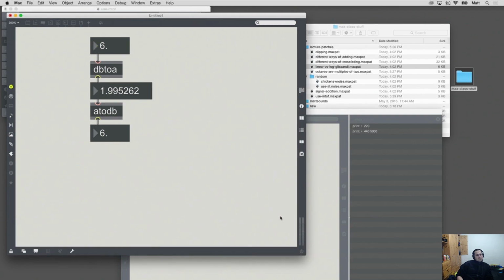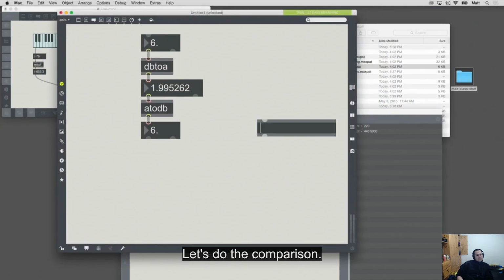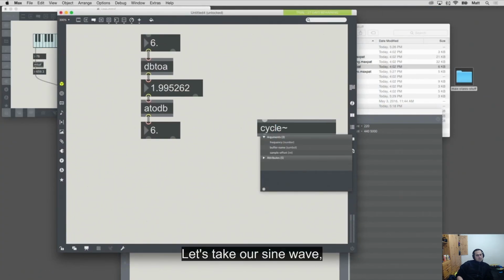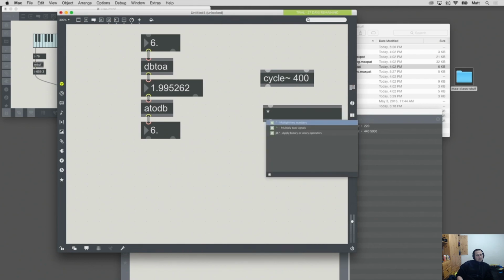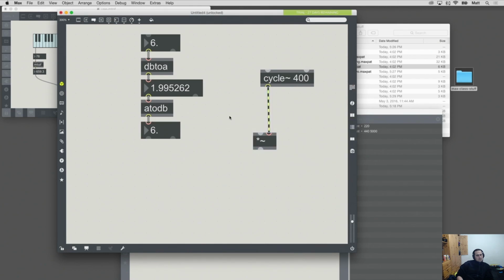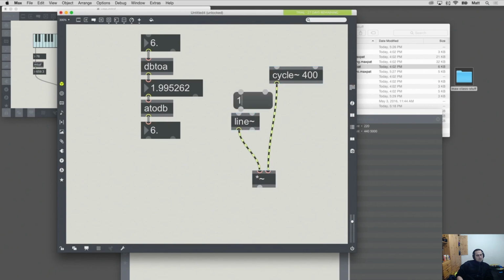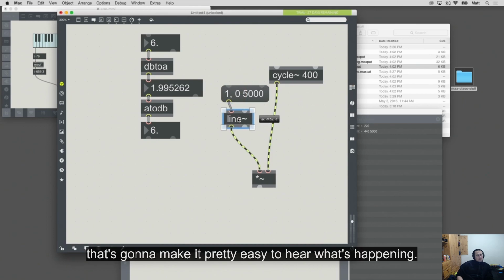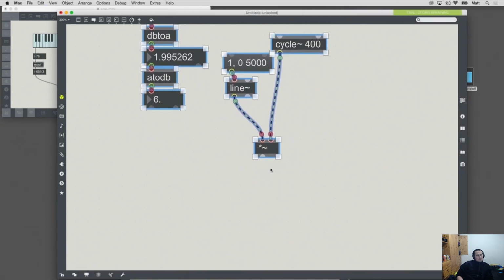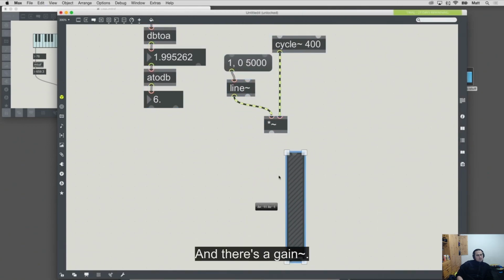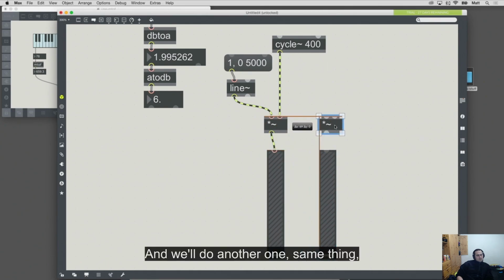So you can use this to control amplitude. So let's do the same thing. Let's do the comparison. Let's take our sine wave, and we're going to multiply it by a line that is going from full amplitude to 0 over, let's keep it 5 seconds. That's going to make it pretty easy to hear what's happening. And there's a gain tilde. And we'll do another one, same thing, but this time over a decibel scale.